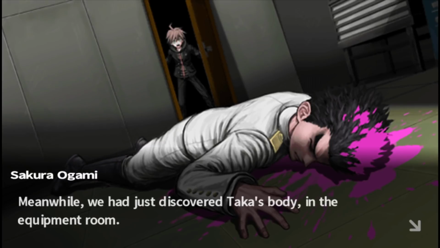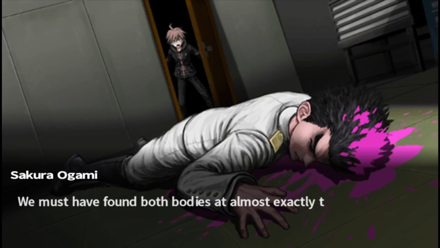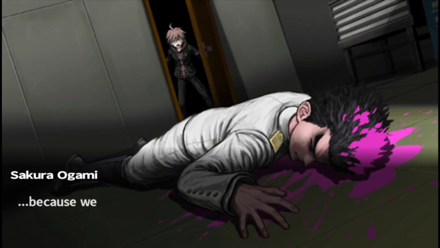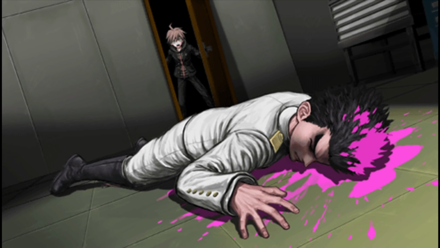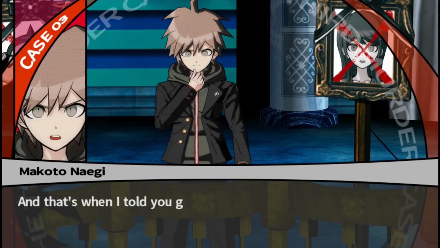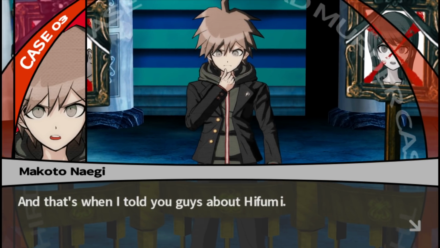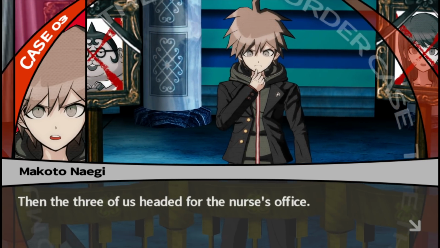Meanwhile, we had just discovered Taka's body in the equipment room. We must have found both bodies at almost exactly the same time. Convenient. Because we heard the same announcement not long after we discovered his body. Oh, it's because it went throughout the whole school. And that's when I told you guys about Hifumi. Then the three of us headed for the nurse's office.